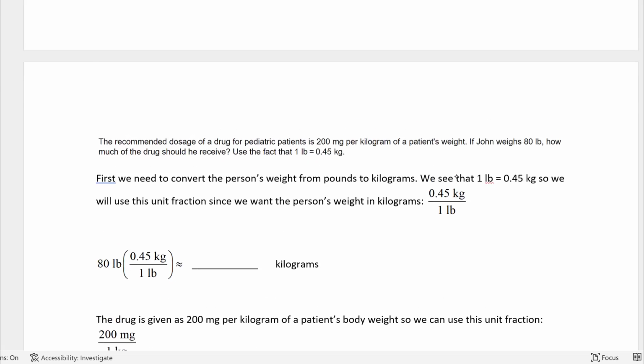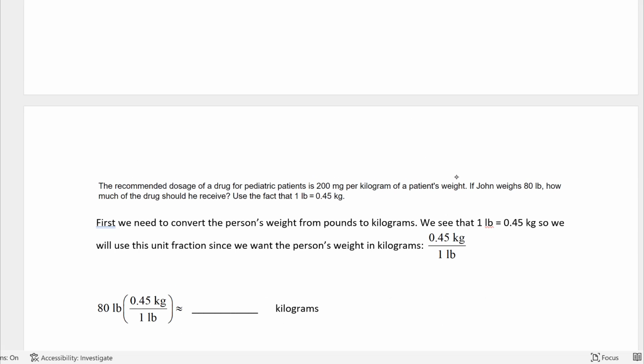All right, and then let's do a drug problem. The recommended dosage of a drug for pediatric patients is 200 milligrams per kilogram of a patient's body weight. Drugs are commonly done this way too, and then the person is weighed in pounds. What we need to do is convert John's weight from pounds to kilos first, and they've given me a conversion here. 1 pound is equal to 0.45 kilos. Again, I want to set my unit fraction up so that the kilo units are in the numerator. So I'm going to put 0.45 kilos in the numerator and 1 pound in the denominator for my unit fraction.